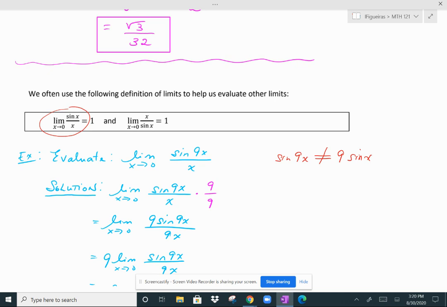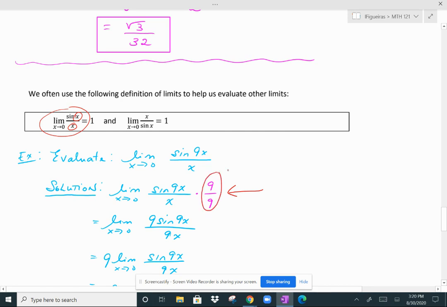But what I do need is for my denominator and my numerator to have both the same angle. So the input angle for sine and my denominator have to match. So how do I make that happen? I make that happen by multiplying numerator and denominator by 9.